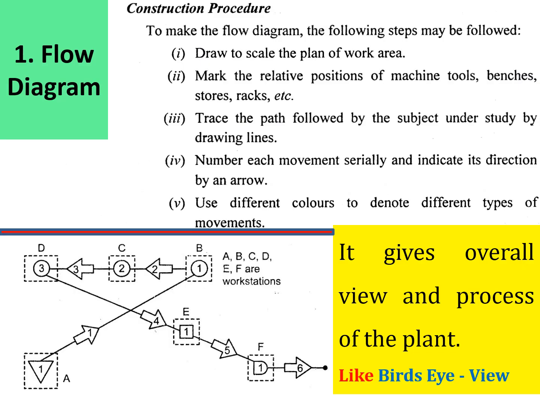And coming to the diagram example, you can see there is one diagram at the bottom of this slide that shows the movement of material between the different stations A, B, C, D, E, F. The operations, inspections or movements are denoted by circle, arrowhead, and square. Square is for inspection, circle is for operation, and arrowhead is for movement of material from one station to another. So it gives an overall view of all the processes carried out on the material.